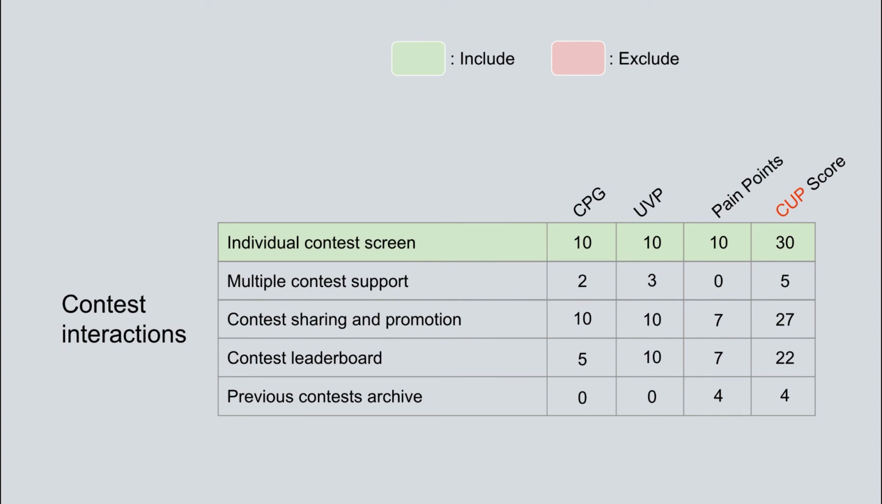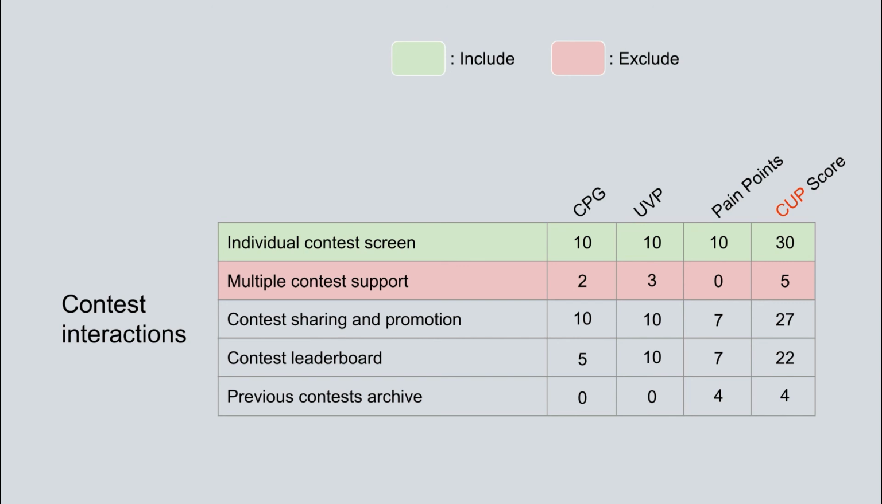The second one is also a no-brainer, only a cup score of 5, multiple contest support, but it's a great example that illustrates the power of the cup method. As a previous founder and a current product manager, without the cup method, I'm 100% sure I would have concluded that multiple contest support is something that we ought to have. But going through the cup method exercise helped me realize that multiple contest support does not help with the current primary goal. It doesn't really strengthen the unique value proposition, and it doesn't address pain points. Therefore, it should be excluded.